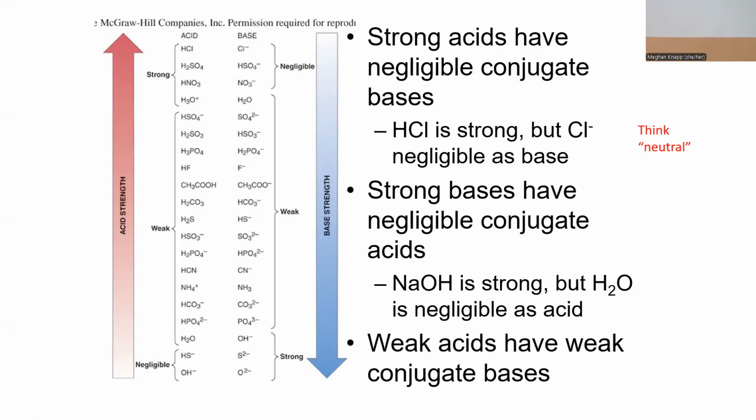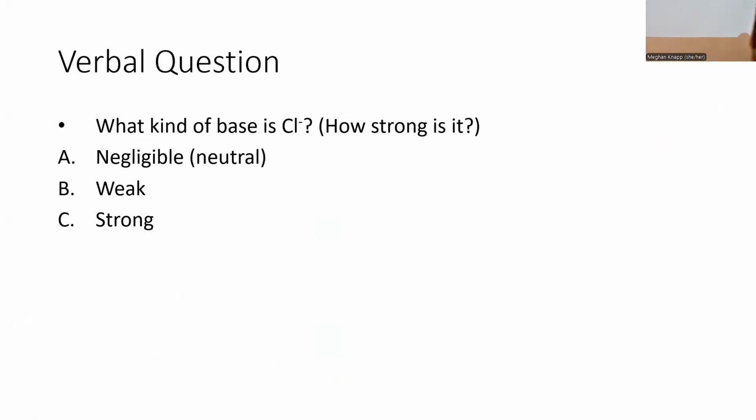So first of all, let's think about chloride. I said this before, so hopefully everybody was paying attention. What kind of base is chloride? From what I just said, let's add a hydrogen to it: HCl. We ask ourselves, is hydrochloric acid a strong acid? Yes. So if hydrochloric acid is a strong acid, chloride is which, A, B, or C? A, negligible or neutral.